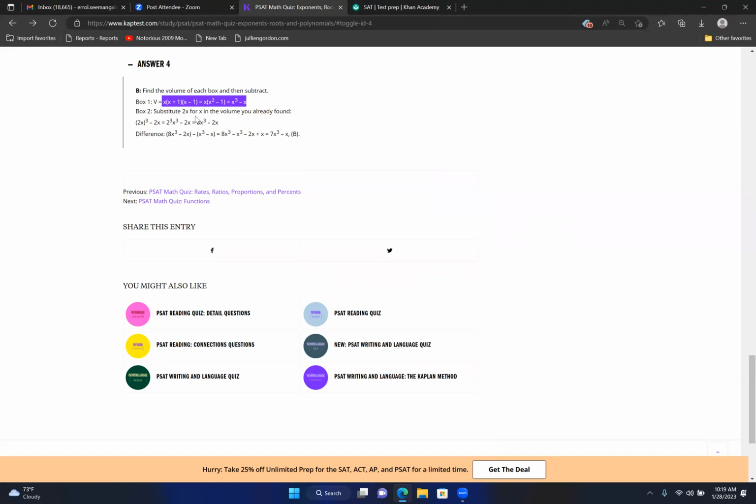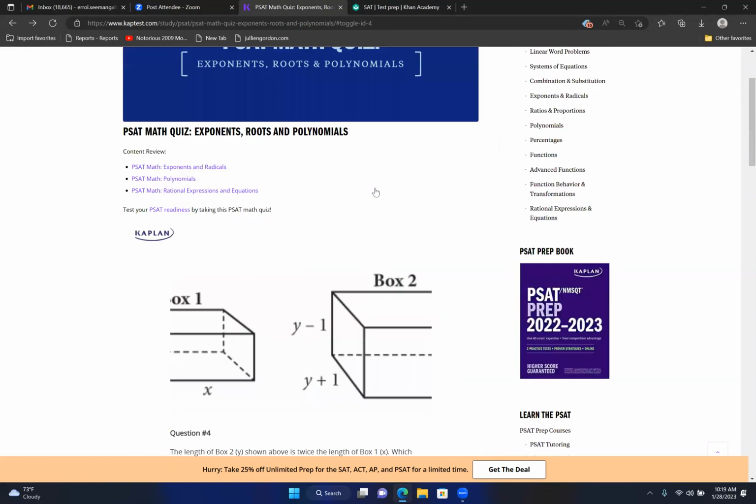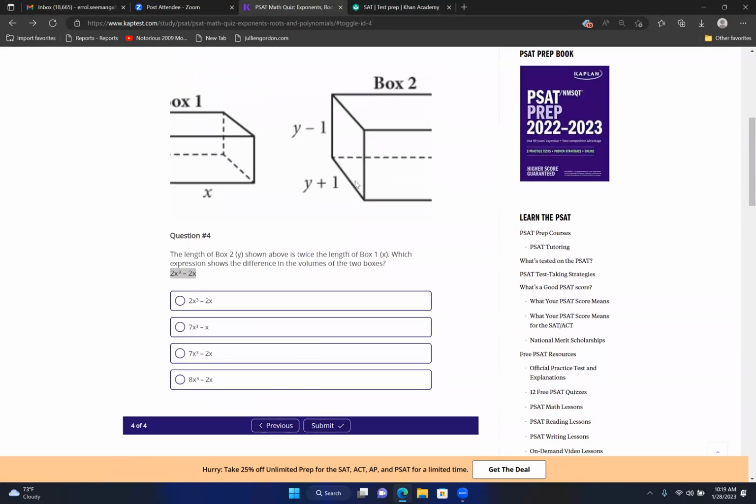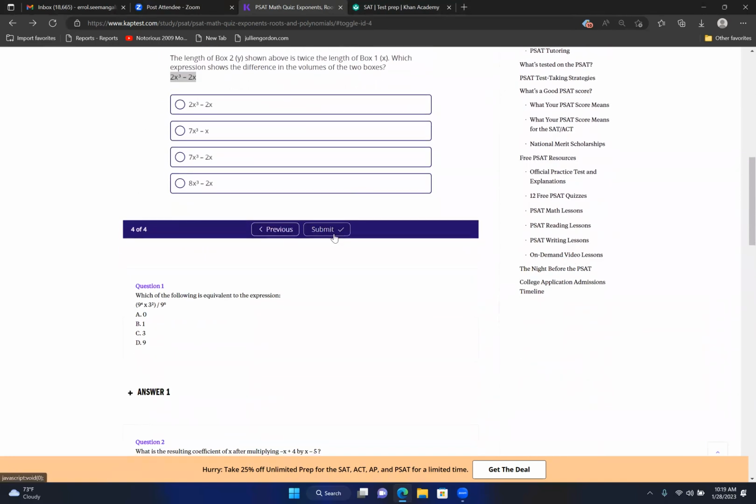Substitute 2x for x in the volume you already found. Okay, and then you just subtract them. So they gave us bad information. They labeled the diagram wrong. Right? All right, so let's skip that.